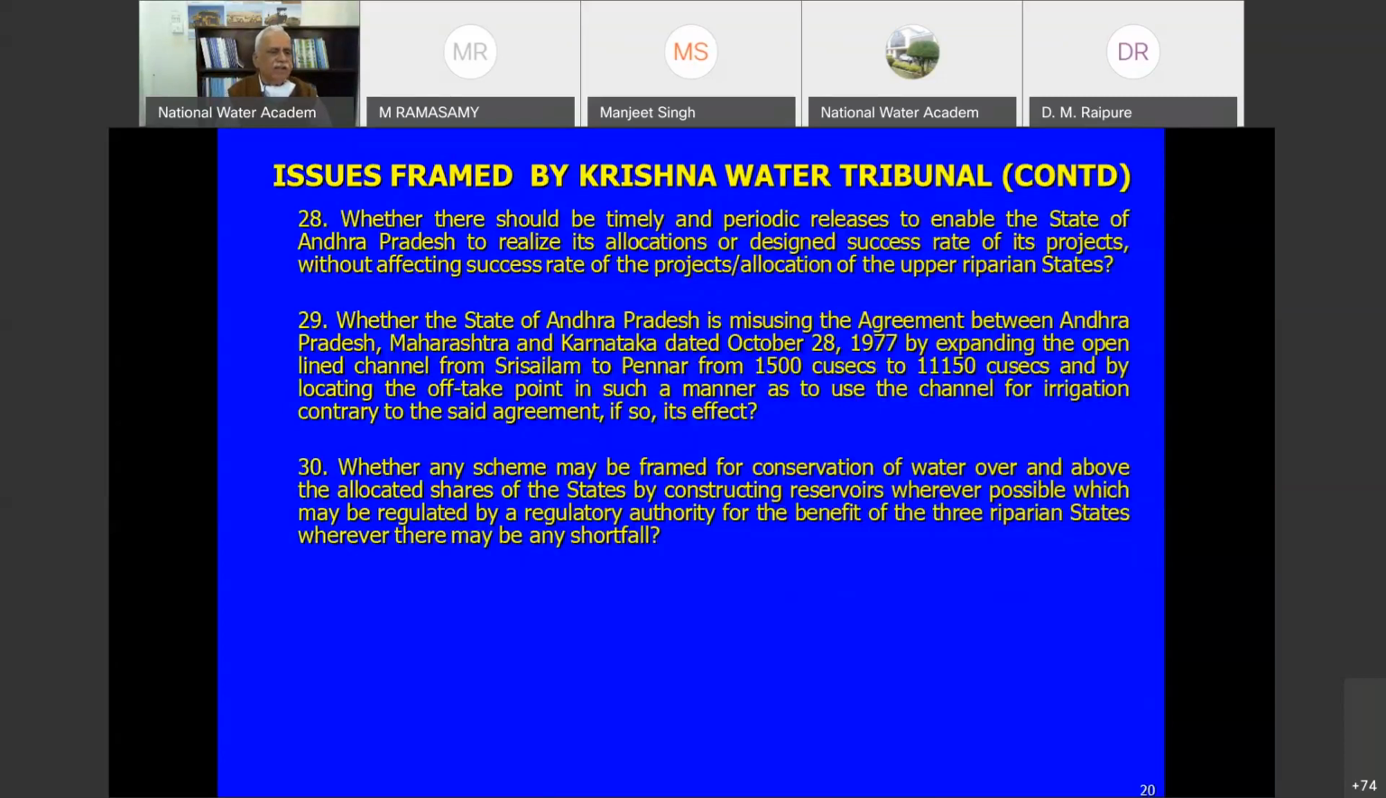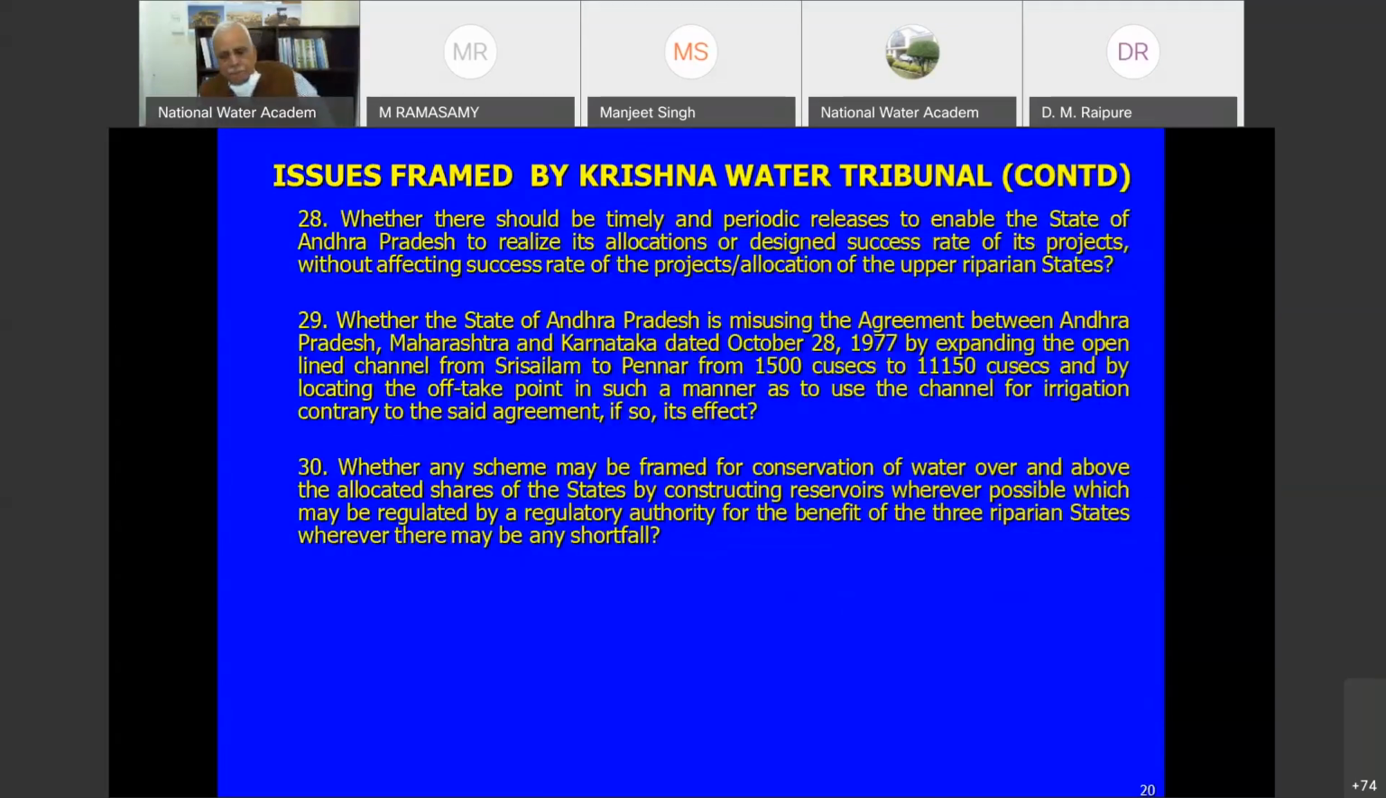Issue number 30, whether any scheme may be framed for conservation of water over and above the allocated shares of the states by constructing reservoirs wherever possible, which may be regulated by a regulatory authority for the benefit of the three riparian states wherever there may be any shortfall.